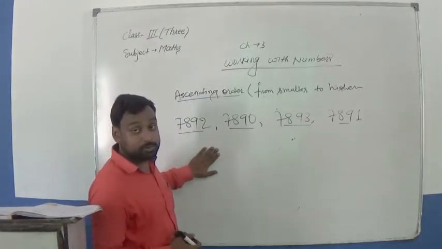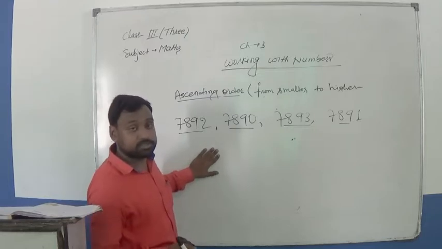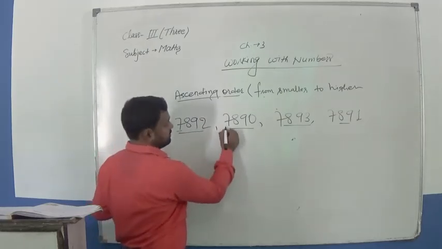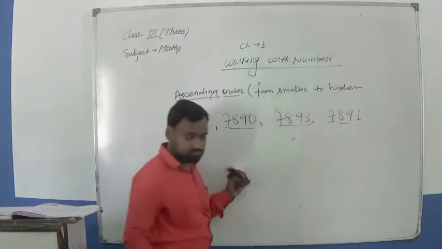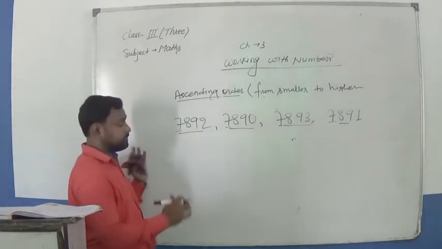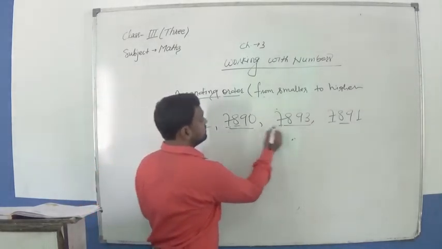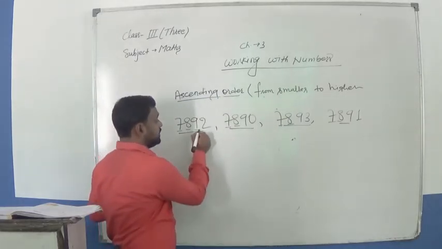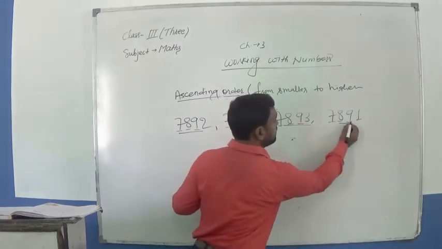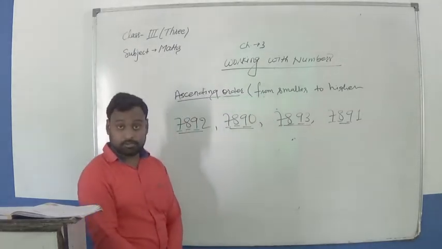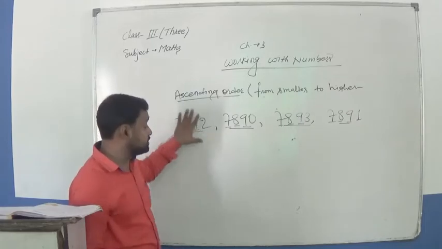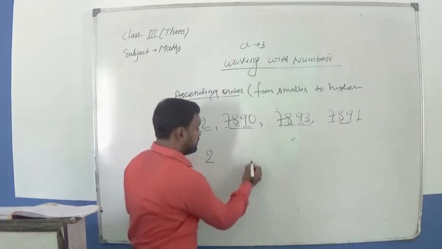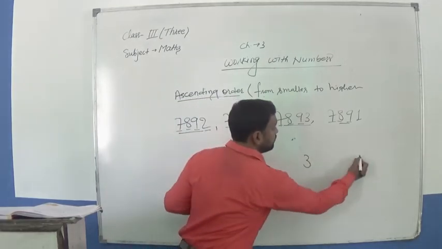Now we have to apply the second norm of comparing the numbers. First position: 7, 7, 7, 7, can't be determined. Second: 8, 8, 8, 8, same, can't be determined. 9, 9, 9, 9. Third also the same. So till now we can't determine which is smaller. But as we move to the next, we have 2, we have 0, we have 3, we have 1.